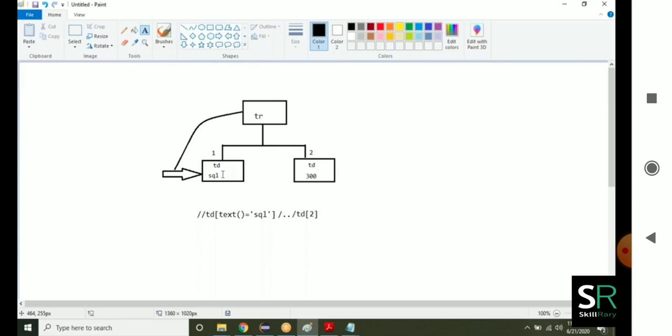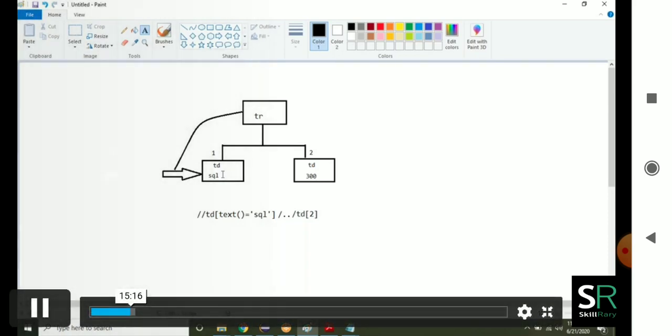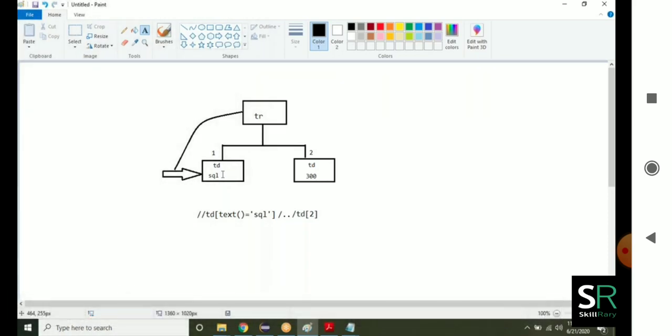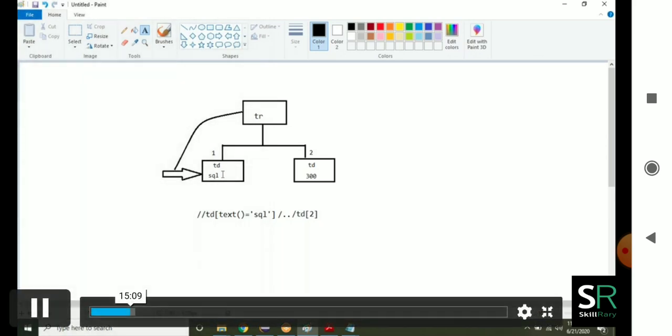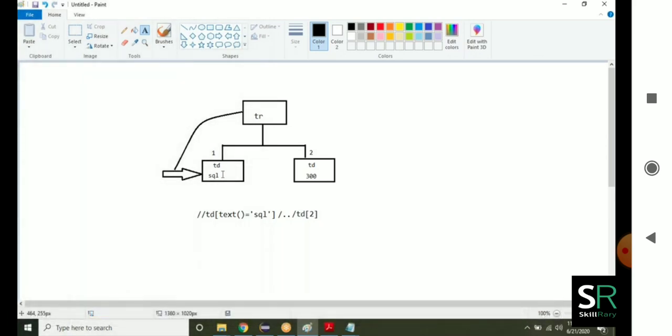First we are not going to directly write. First you have to, okay, this TD also, this TD also. There are two TDs. Using slash dot dot, only one step you should go.